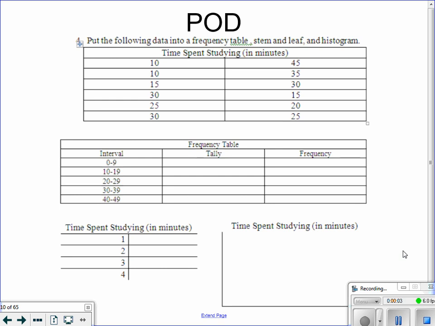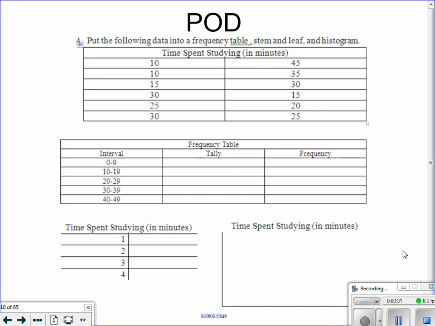All right, before we get going on today's lesson, I'd just like you to take a few minutes and complete the frequency table, stem and leaf plot, and a histogram for this data. And this data is time spent studying in minutes. Just remember, when you have to make all three of these, the easiest thing to do is to start with the stem and leaf plot, because then you can make the others off of that.